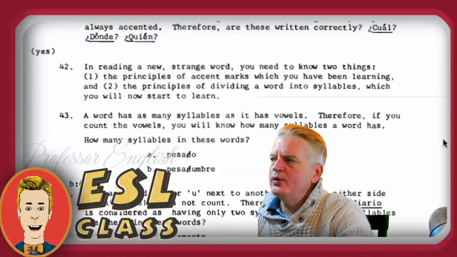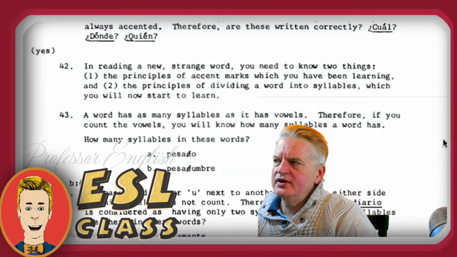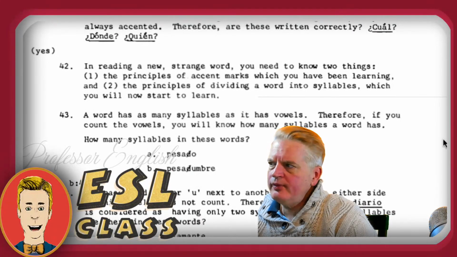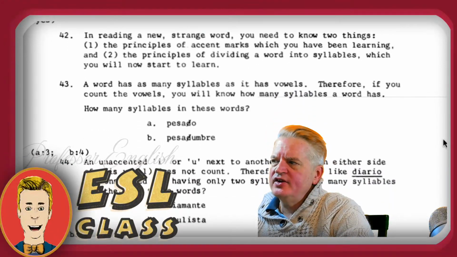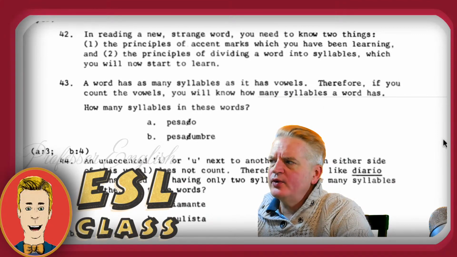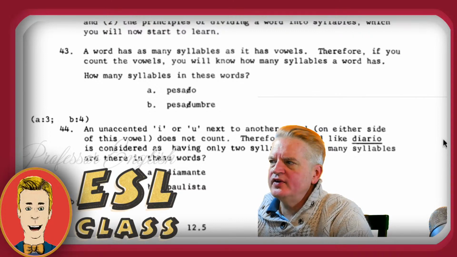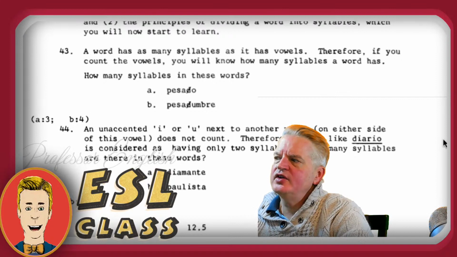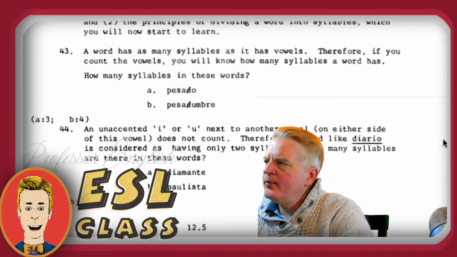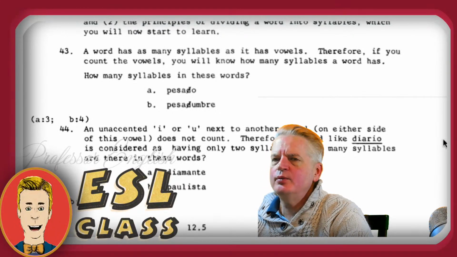Okay, 42. In reading a new strange word, you need to know two things. Number one, the principles of accent marks, which you have been learning. And two, the principles of dividing a word into syllables, which you will now start to learn. 43. A word has as many syllables as it has vowels. Therefore, if you count the vowels, you will know how many syllables a word has. How many syllables in these words? Pesado, which is two syllables, and pesadumbre, four.